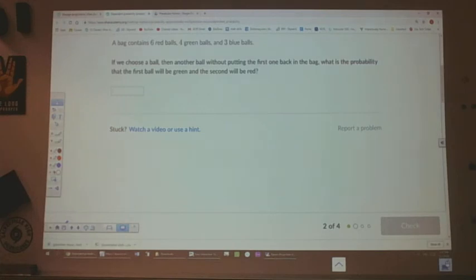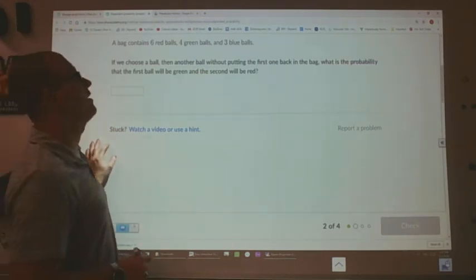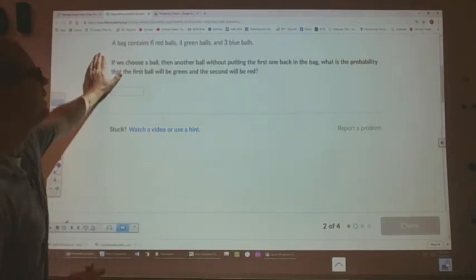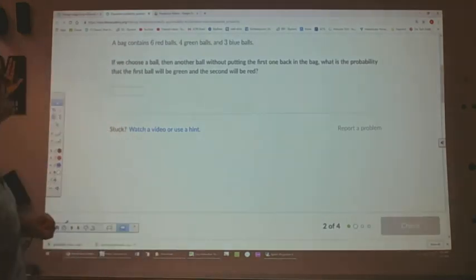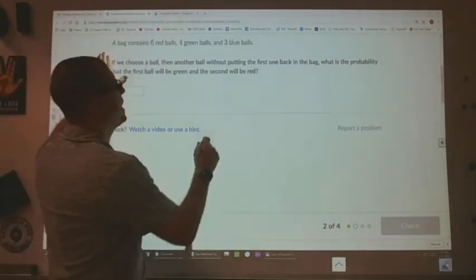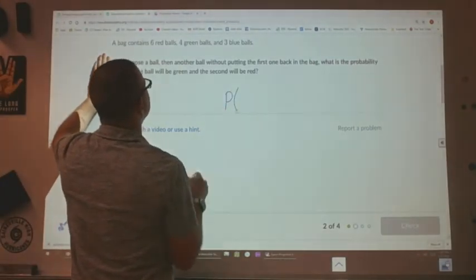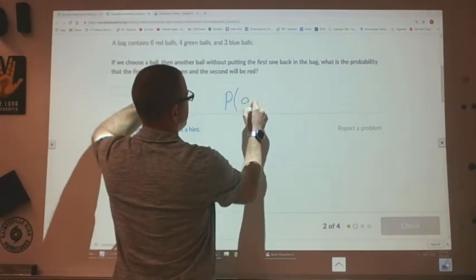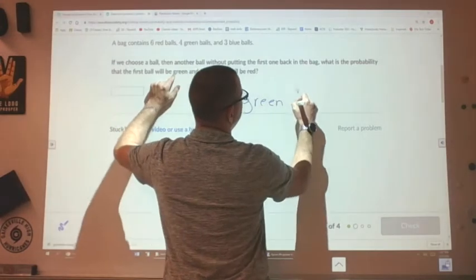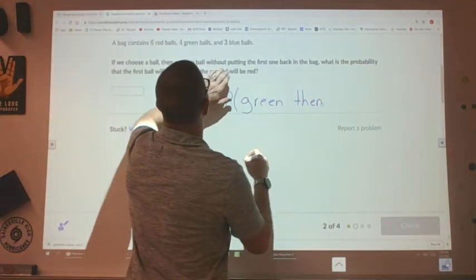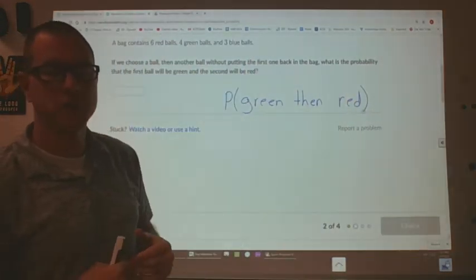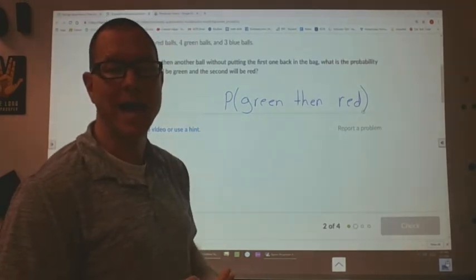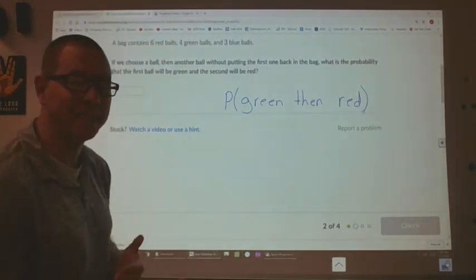A bag contains 6 red balls, 4 green balls, and 3 blue balls. If we choose a ball, then another ball, without putting the first one back in the bag, what is the probability that the first ball will be green and the second ball will be red? So, we want to find the probability of getting a green, then a red. But because we are not putting the first one back, just like taking names out of a hat, we are changing the probability of the second event.